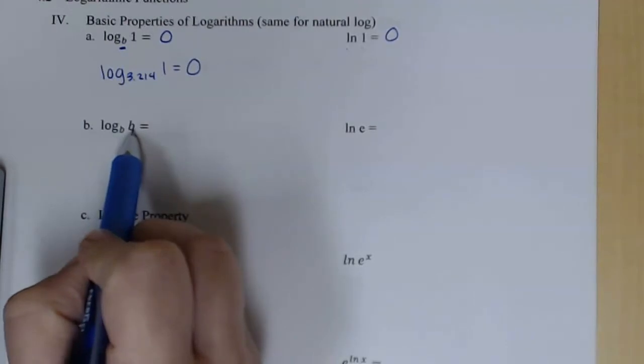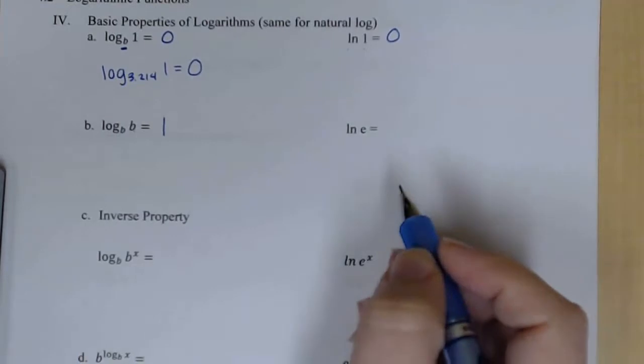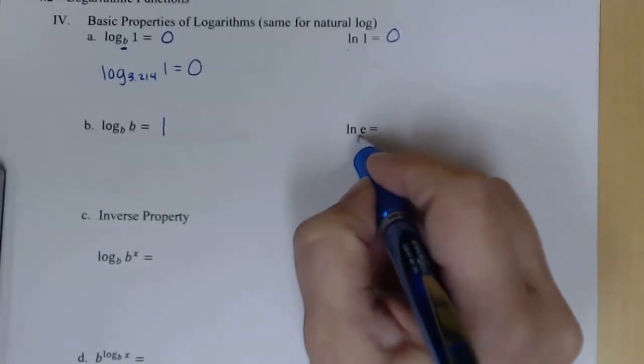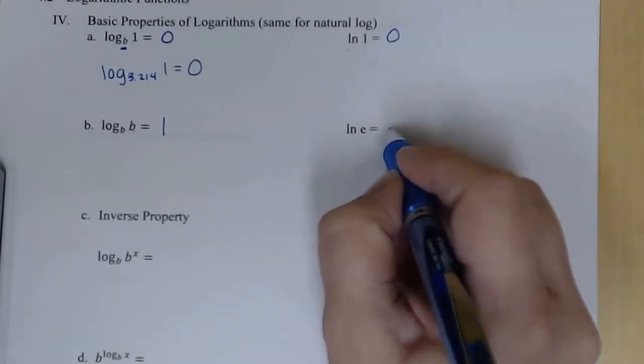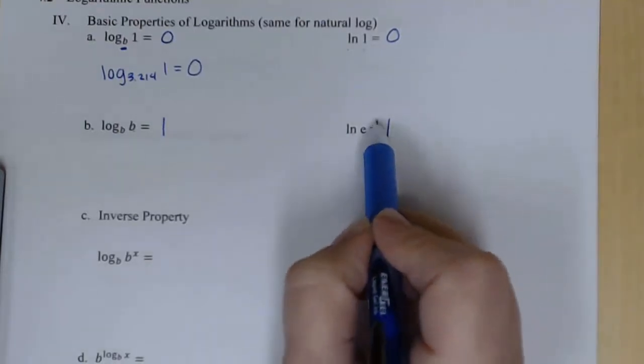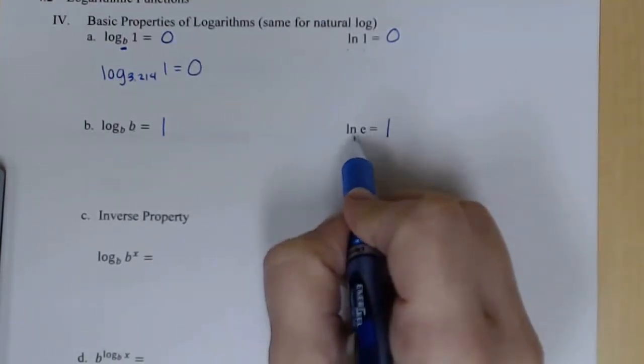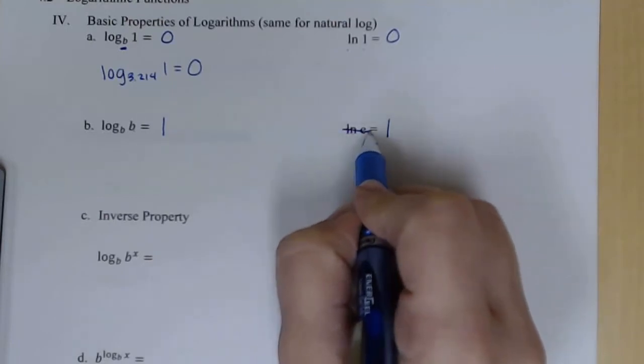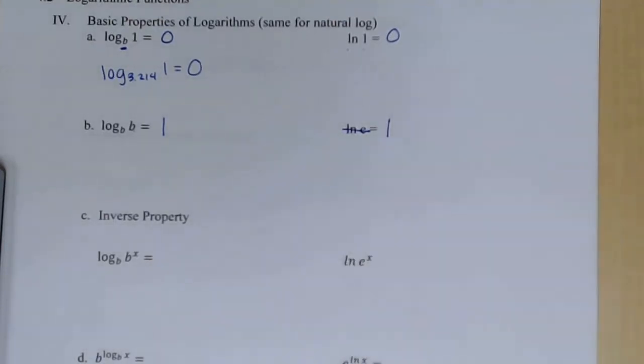The next one says, if I'm doing log base b of b, having the base the same as what I'm logging actually just gives me 1. So ln, this is like a base e assumed here, ln e just gives me 1. I remember this one a lot easier because it almost looks like "line," like I could put a line through it, which just gives me 1.